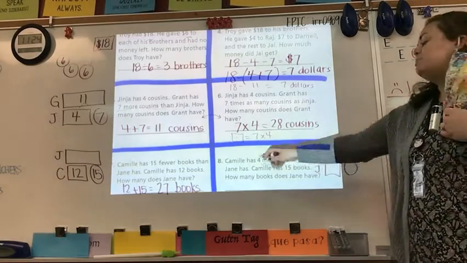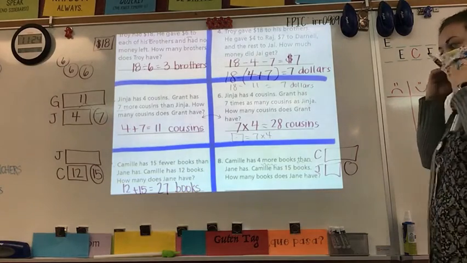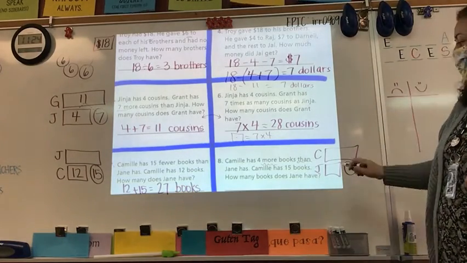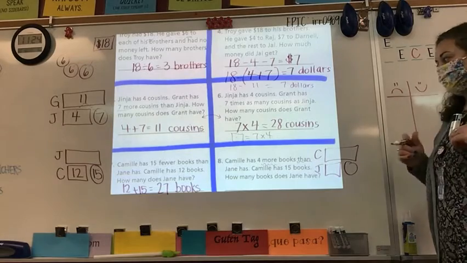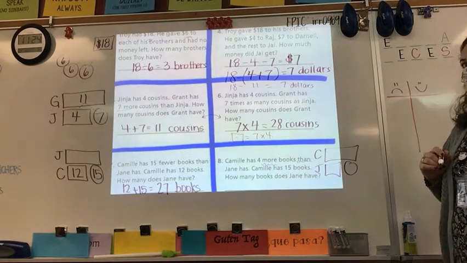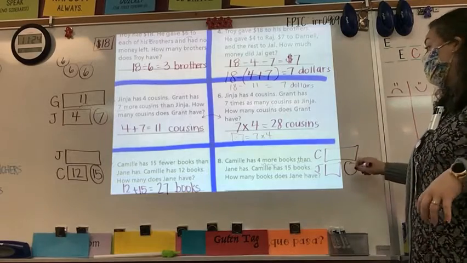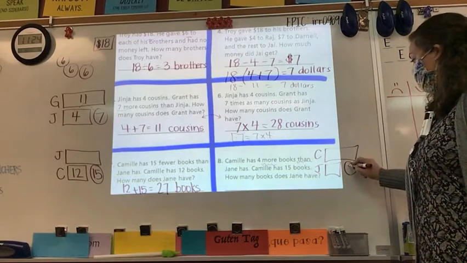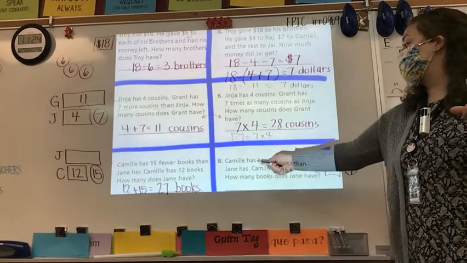Well, let's plug these ones in first. If Camille has 4 more than Jane, do you know which part the "more than" or "less than" goes into? The circle, the difference. Very good. So the 4 plugs in here. Keep going though, Gunnar, because you got the 4.